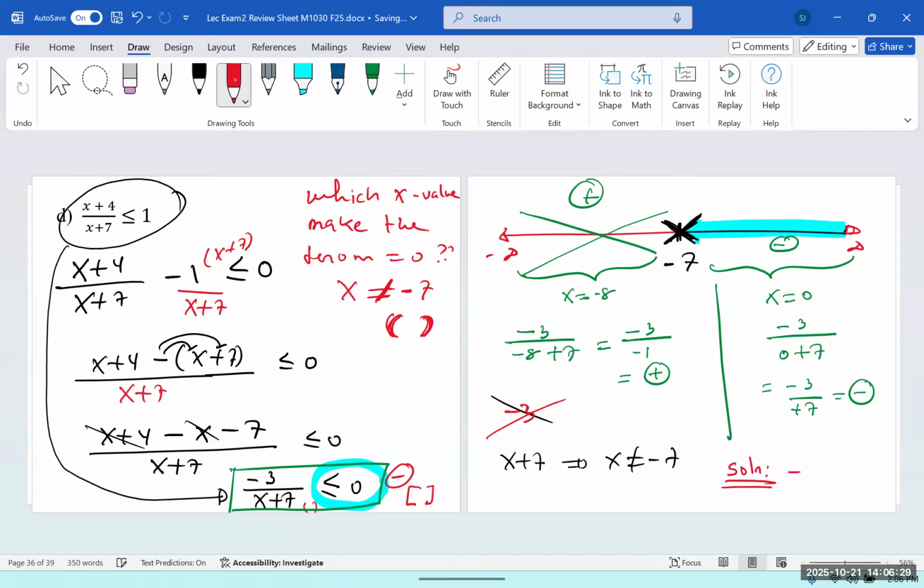Solution starts from negative 7, ends at infinity. And both of them will have what? Bracket or parentheses? Parentheses. Because even though we have negative 7, we cannot use it. So anytime you cannot use anything, it's parentheses.